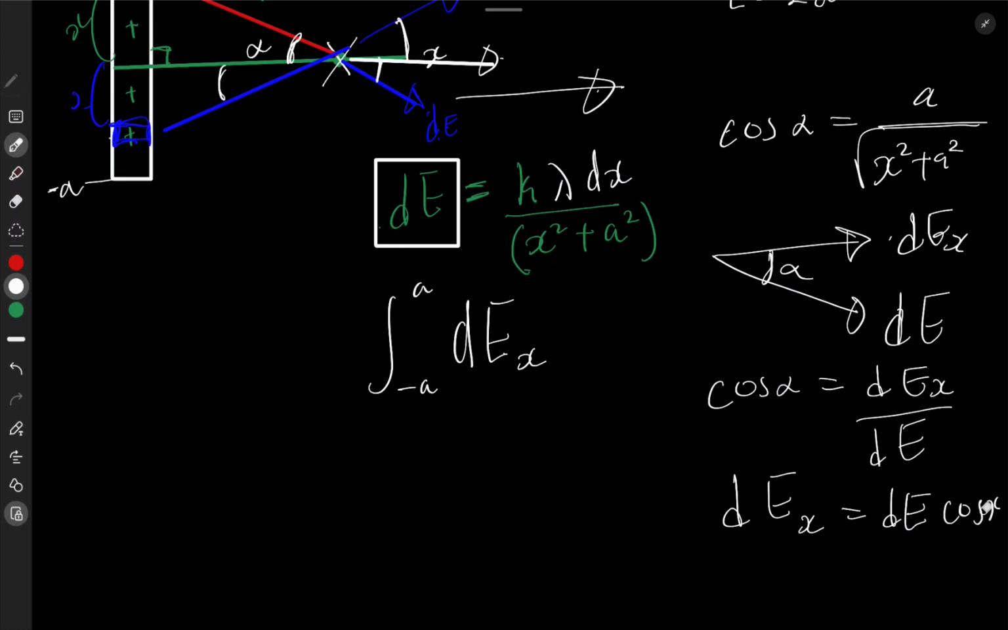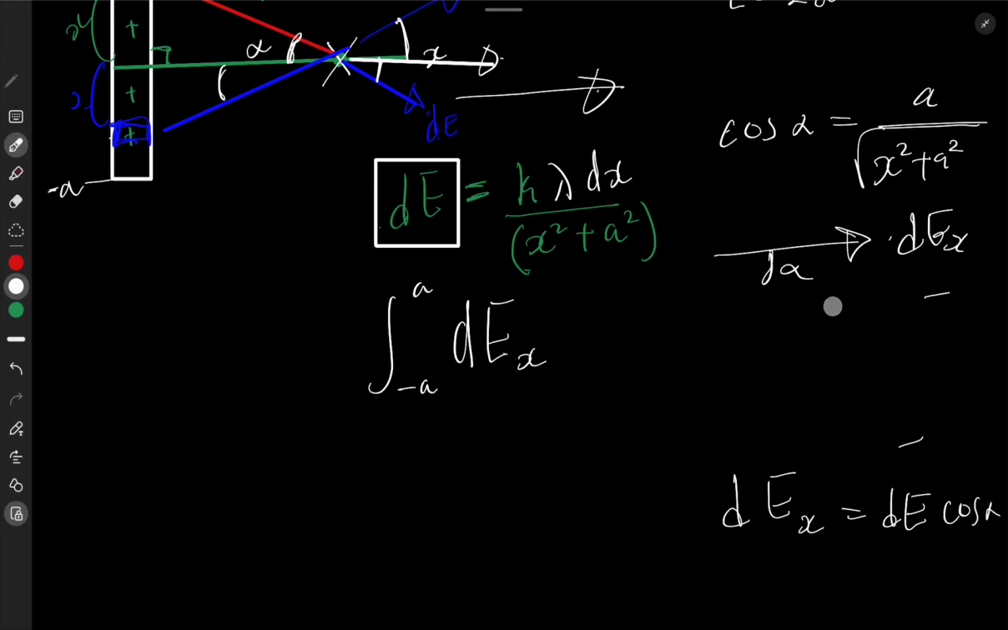That's supposed to be cos alpha. Why am I writing x? Okay, just alpha. You will know that it was supposed to be alpha. Okay, good. Then I can now remove all of this just to clear my space.